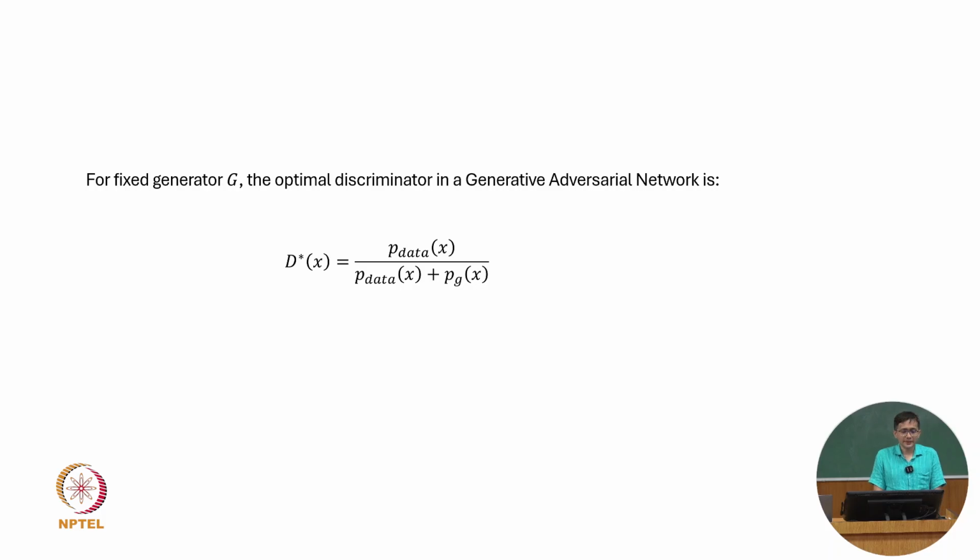For a fixed generator G, the optimal discriminator in a generative adversarial network is represented as this particular equation. Whereas we will not go for the derivations and all, you can easily visualize why I said that at this point the discriminator output will be half, because we said that P_G(x) will become the same as P_data(x), and then this will cancel out to the value of 1 by 2, right?